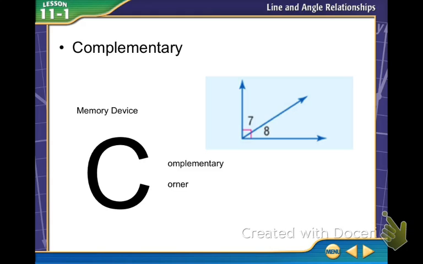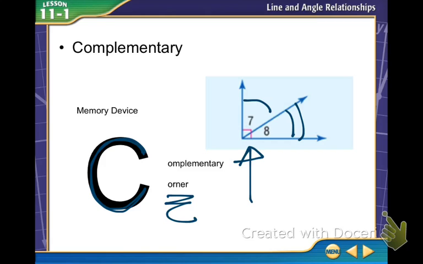Complementary angles are another special type. These are angles that create a right angle together. So here we have angle 7 and angle 8. Together they form a right angle, or we could say a perfect corner. So a memory device would be to say that it's C for complementary and C for corner. Also, some people say, hey, it's right to give people compliments. A right angle are part of complementary angles.